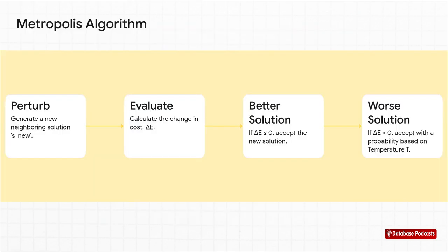So, this process is all about a key parameter, temperature. At the very beginning, when the temperature is high, the algorithm is actually pretty likely to accept a worse solution. This allows it to make these bold jumps and escape those local optima we talked about. But as the system cools down, it gets more and more selective, zeroing in on a really great solution, just like those molecules in the cooling metal.